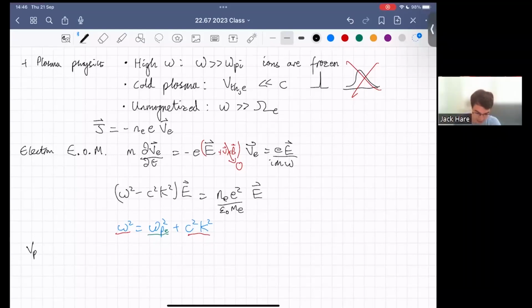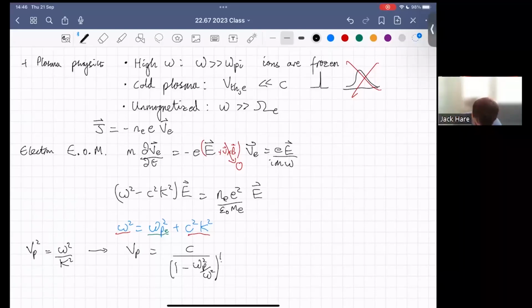And then we can go ahead and do all the standard things we do with one of these functions, which is to try and write down the phase velocity, and the phase velocity squared is just equal to omega squared upon k squared. And so that means that our phase velocity is c upon 1 minus omega p squared upon omega squared to the half. And then we can write down the refractive index, because our refractive index, capital N, is just equal to c over the phase velocity, and that is going to be equal to 1 minus omega p squared over omega squared, all to the half.